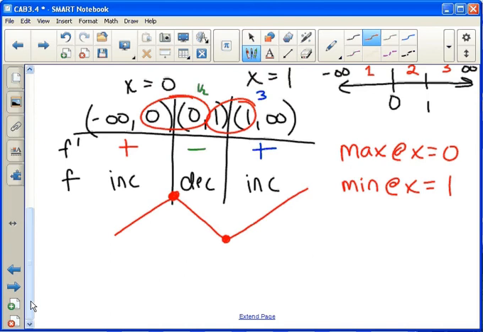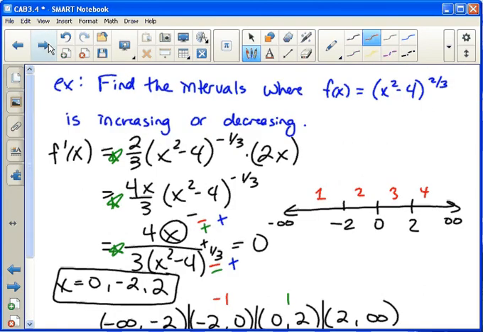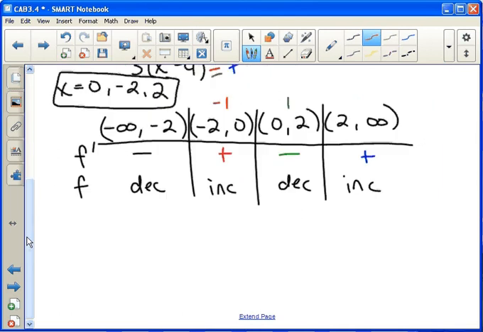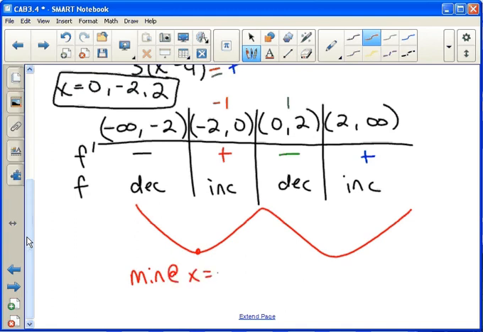So second example, let's look at our chart again. We go decreasing, increasing, decreasing, increasing. So right here, we're going to have a minimum at -2. Right here, we have a maximum at 0. And right here, we have another minimum at +2. So a minimum at -2 and +2, and a maximum at 0. Now just so you know, you can have any number of these. You may sometimes have just one min and no max, or one max and no min. You may have one of each. You may have two of one and one of the other. So there can be a lot of variety as far as that's concerned.